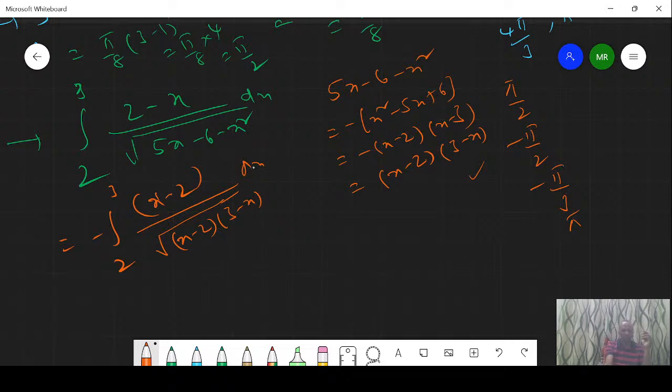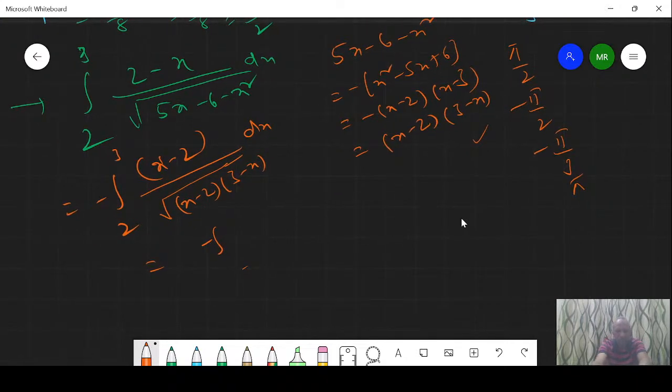Now you see the concept here. We know this is x minus root x minus 2. This one can write minus integral 2 to 3, and this one only 2 to 3. So now I can write this one as minus integral 2 to 3 of root of x minus 2 by 3 minus x dx.